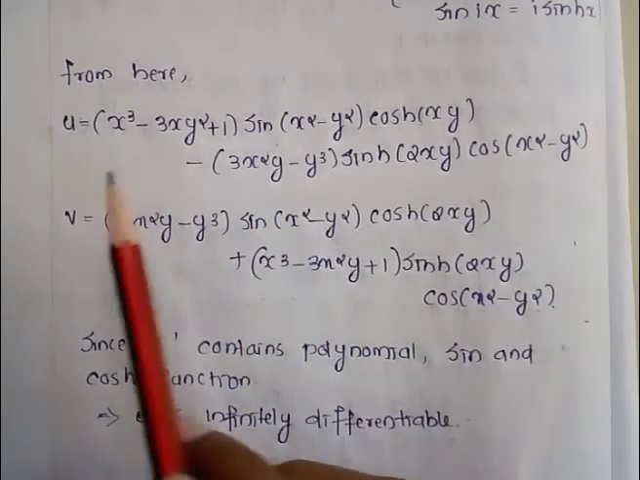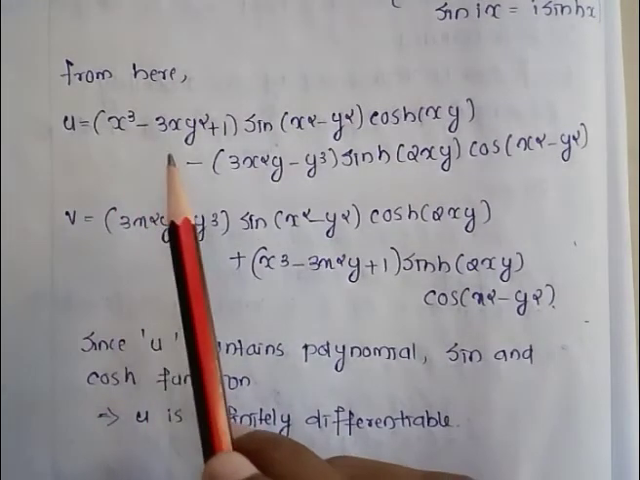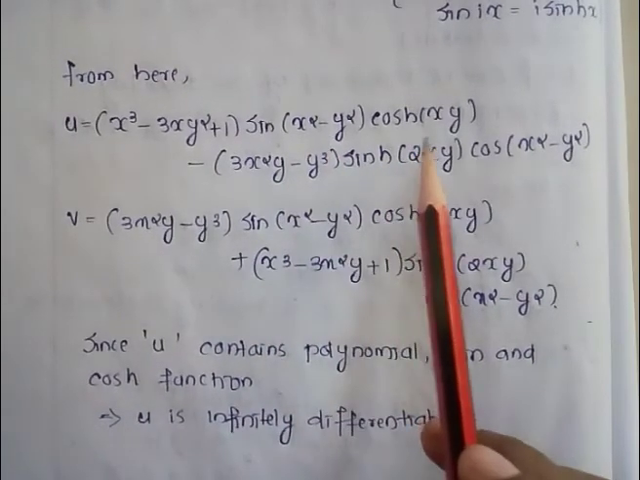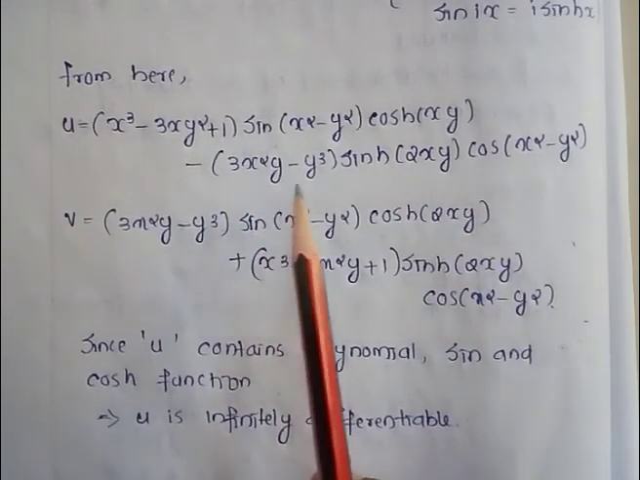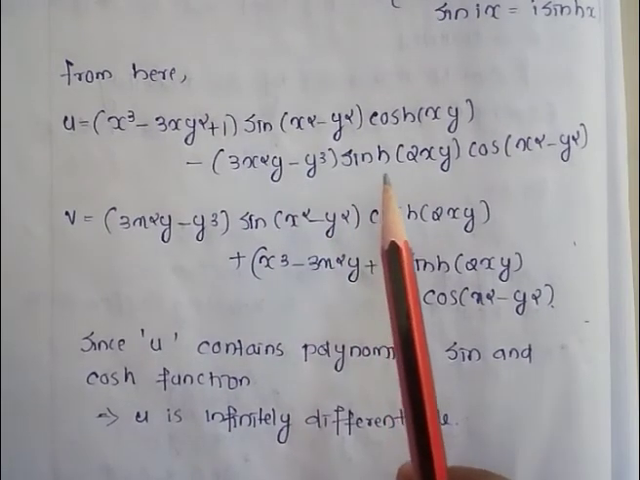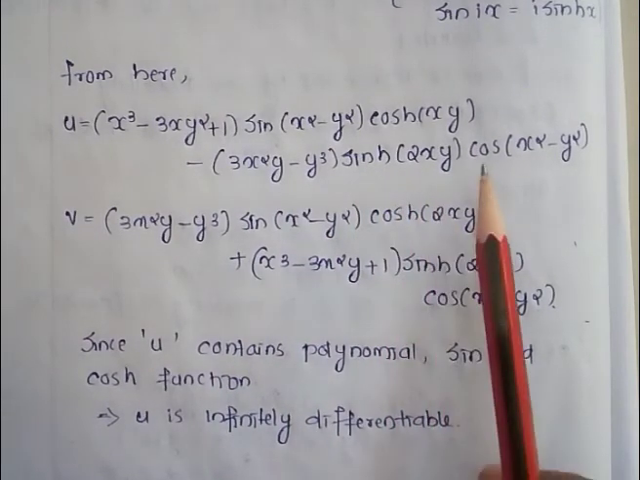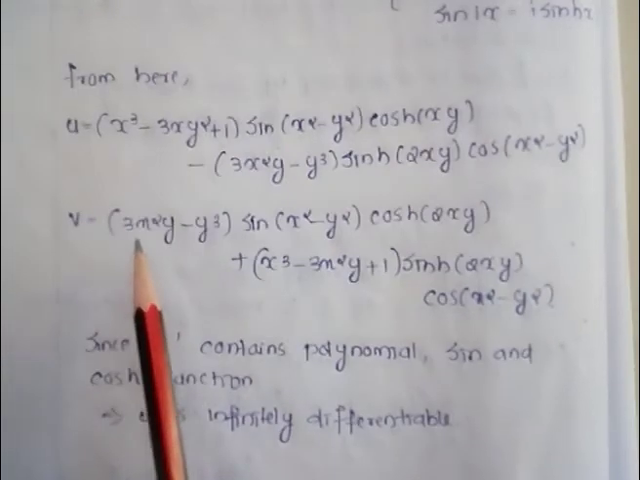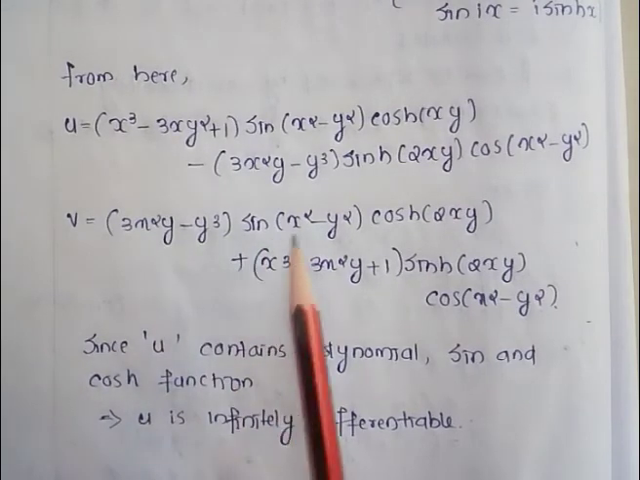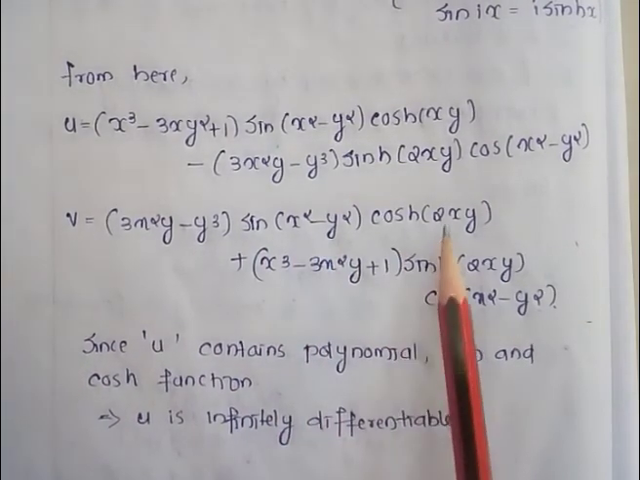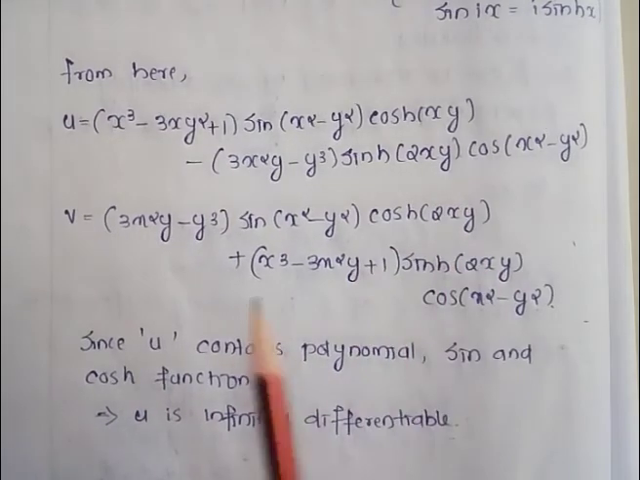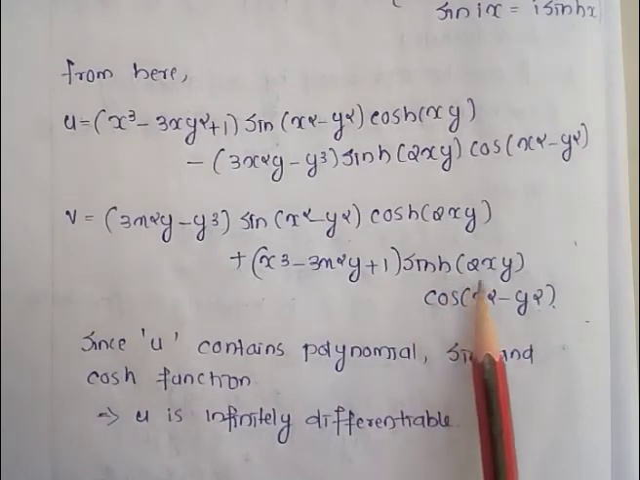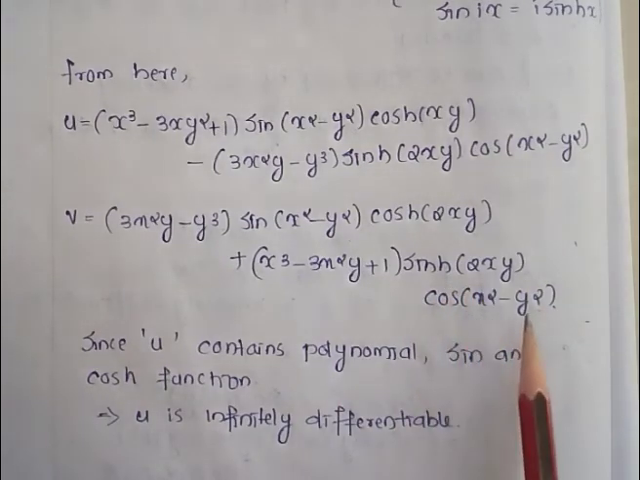From here we can get u = (x^3 - 3xy^2 + 1) sin(x^2 - y^2) cosh(2xy) - (3x^2 y - y^3) sinh(2xy) cos(x^2 - y^2), and v = (3x^2 y - y^3) sin(x^2 - y^2) cosh(2xy) + (x^3 - 3xy^2 + 1) sinh(2xy) cos(x^2 - y^2).